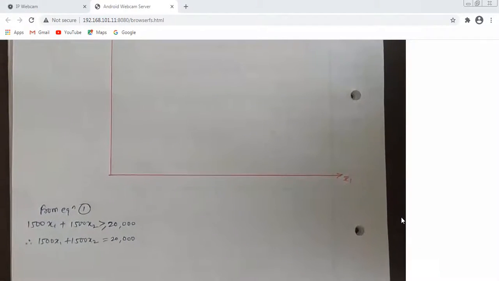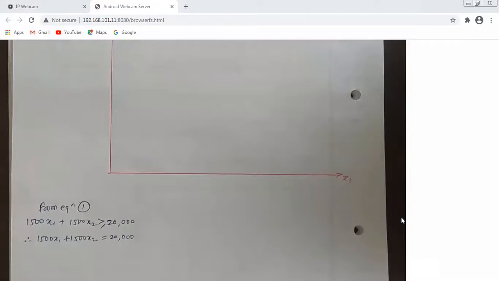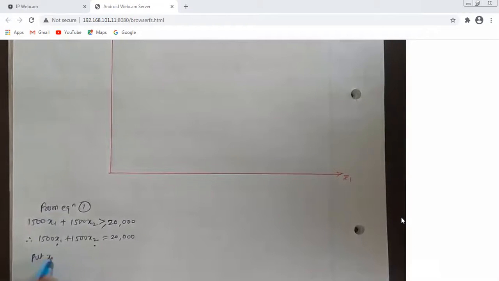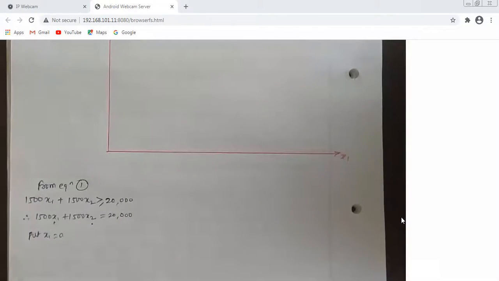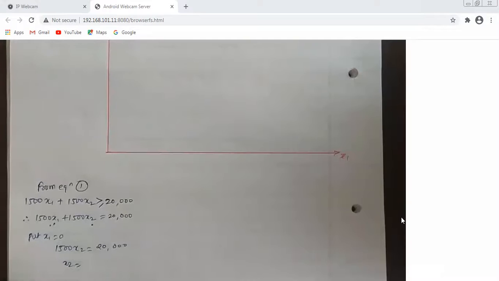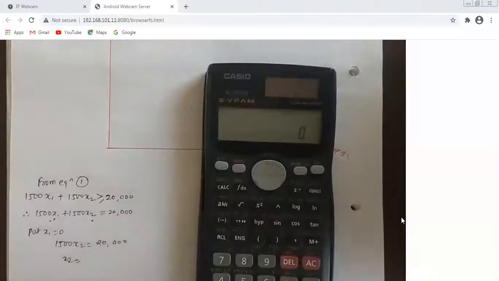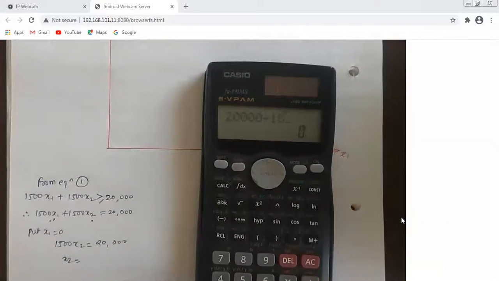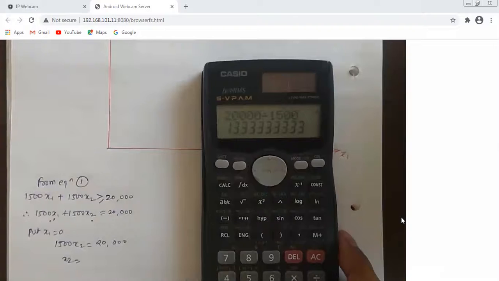Okay, now what do we have to do? We have to put any value as 0, then we'll get the second value. If I put x1 as 0, then I can get the value of x2. And if I put x2 as 0, then I will get the value of x1. So first put x1 equal to 0, then this will become 0. Then we'll get 1500 x2 is equal to 20,000. From that we'll get x2 equal to how much? That is 20,000 divided by 1500. It will give 13.33.